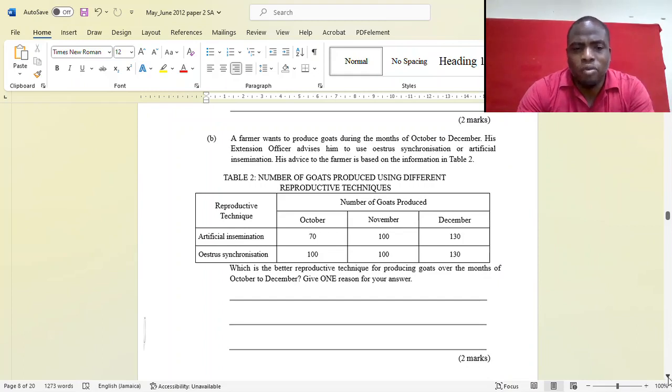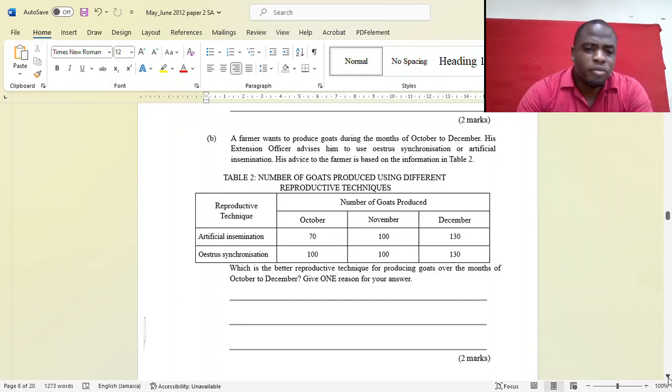We have to continually be doing research. And here's a simple research. In October, artificial insemination produced 70 goats, while estrus synchronization gave us 100. And then in November and December, both produced the same number of animals. It says, which is the better reproductive technique for producing goats over the months of October to December?